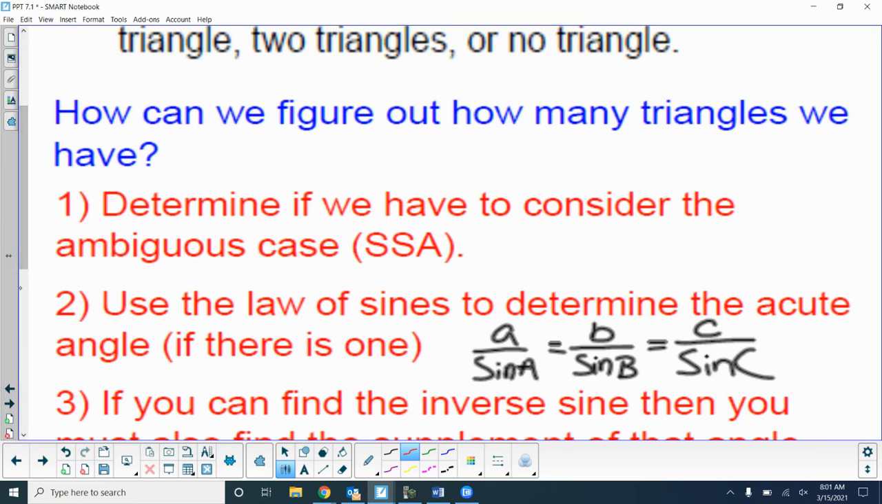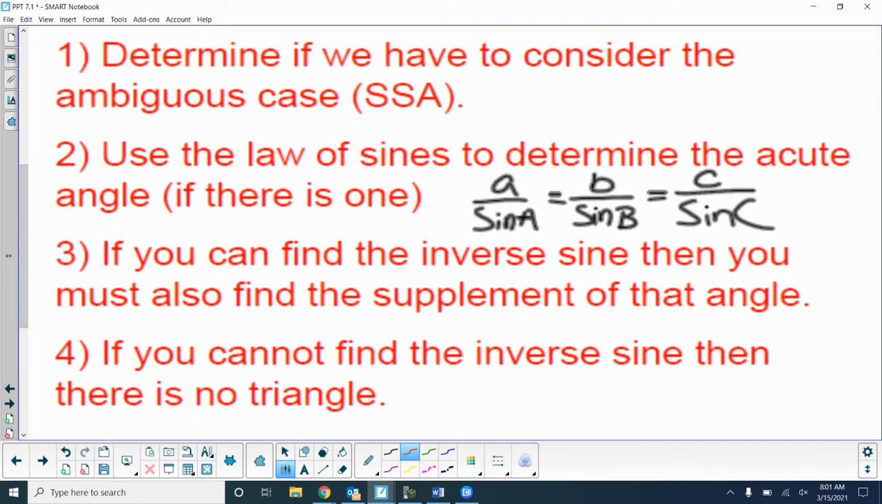All right? It says if you can find the inverse sine, then you must also find the supplement angle. So here's if it works. Sometimes you'll get an error. And at this point, when you do your law of sines, you cross multiply and divide, and you look for that angle that's missing. When you have two sides and an angle, we're going to be looking for an angle. So sometimes it'll say error. So that means there's no triangle. Okay? If you do get an answer, then you have to check for a second triangle, and that would be to find the supplement of that angle.